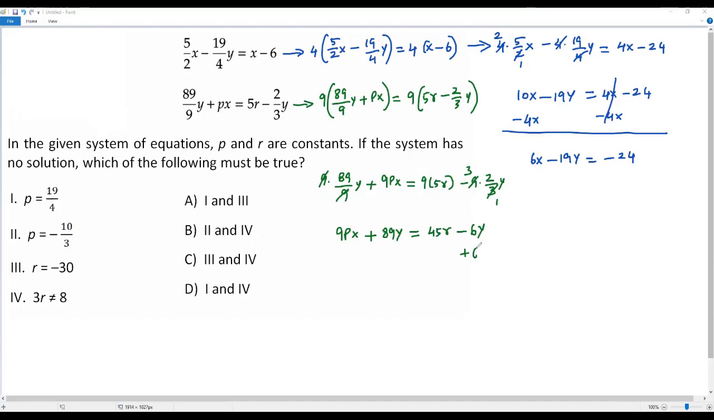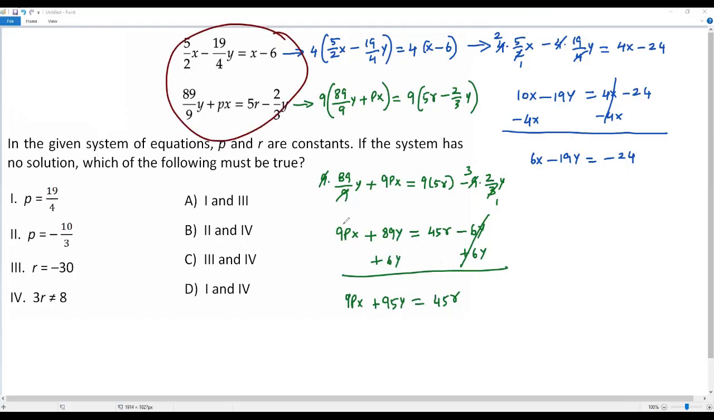Now let me add 6y to both sides of this equation. The negative 6y and positive 6y cancel out. I am getting 9px, and when I combine the y terms, positive 95y equals 45r. Here I got the second equation in standard form. I got both the linear equations in standard form. Now let me erase some stuff and continue the problem.